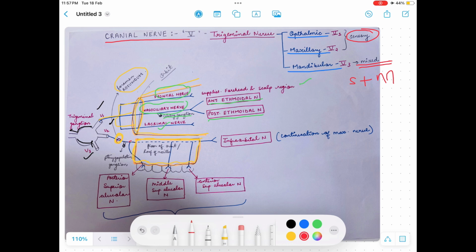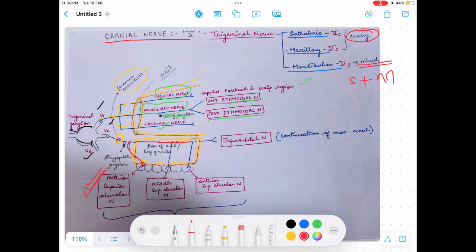as you can see, this branch. Before it enters into the maxilla, it gives one branch, that is posterior superior alveolar nerve, and it supplies the maxillary molars, except the mesiobuccal root of the first molar. It does not supply the mesiobuccal root of the first molar. Okay, now the maxillary nerve enters into the maxilla. As you can see, it enters into the maxilla.